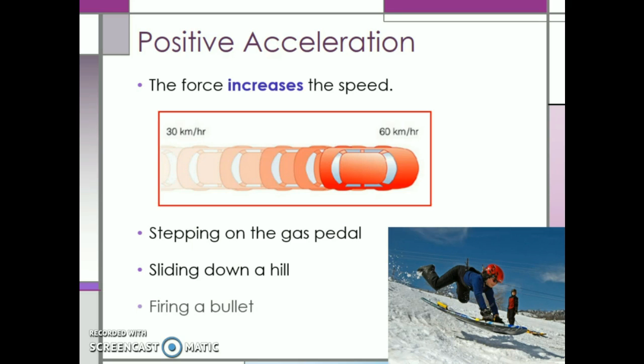One last example would be firing a bullet. Initially, the bullet isn't moving. You pull the trigger, which causes an explosion, and the force of this explosion causes the bullet to shoot out of the barrel at a faster speed than when it was initially not moving.